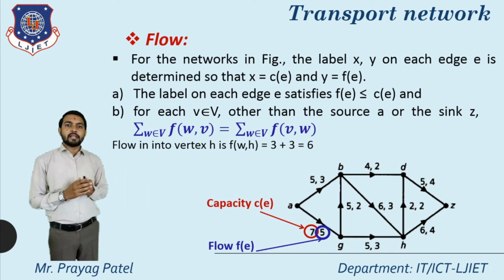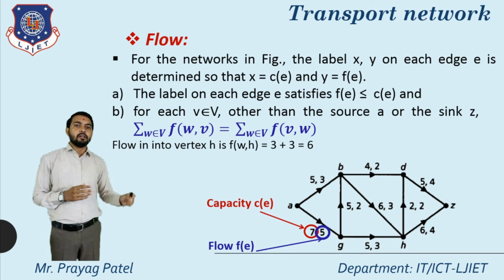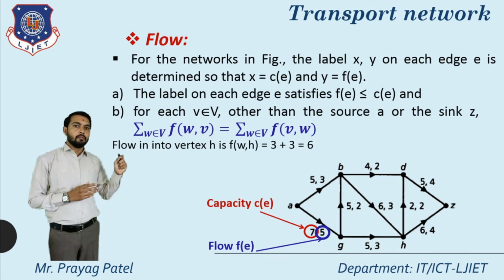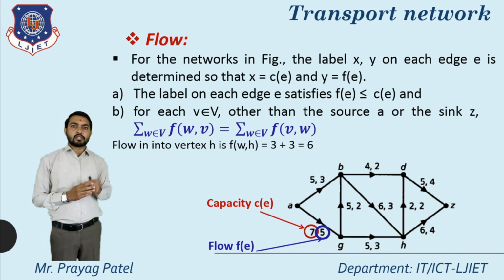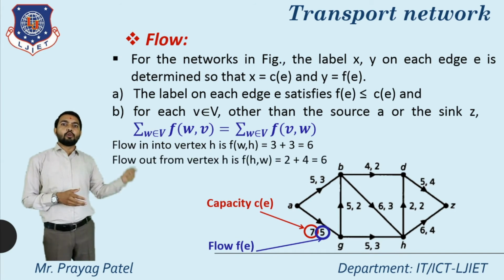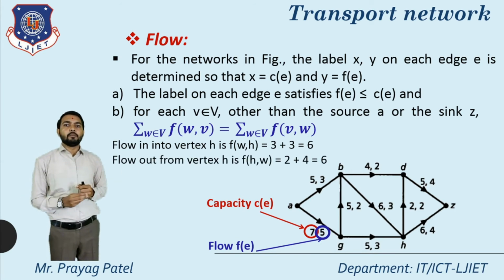So here two edges are incoming for the node H, G to H and B to H. The value of these two is 3 plus 3, because the second part is the flow. So 3 plus 3 equals 6. Now for the outgoing, the flow out from the vertex H is F of HW.